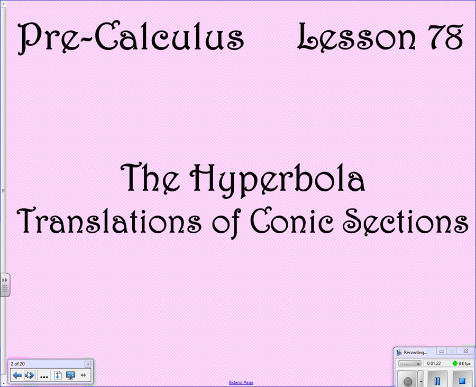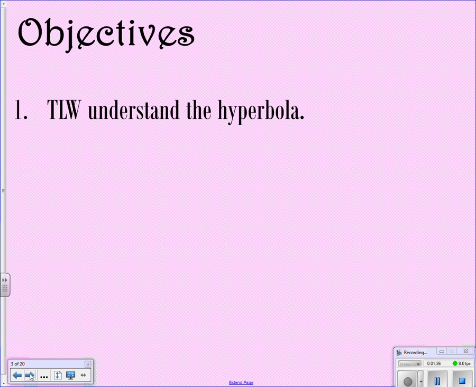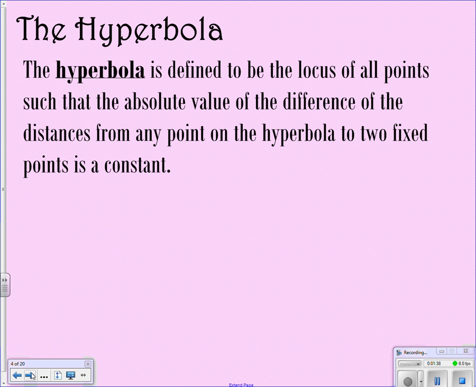Your conics would include your circles, your ellipses, your parabolas, or your hyperbolas. Any of those four would be considered conics, but we're mainly going to be looking at circles, ellipses, and hyperbolas. So hopefully you'll understand hyperbolas after this lesson.